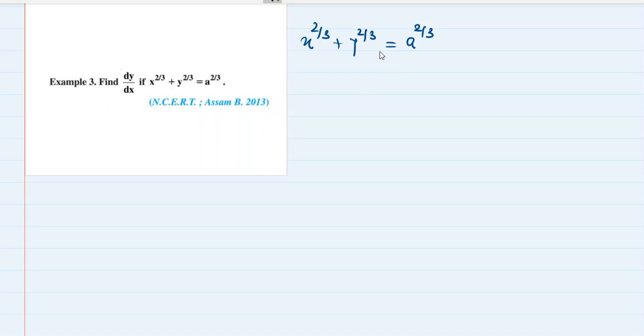We can simplify this given equation and convert it into a parametric equation. So if you convert this into parametric equation, you can substitute x as a cos cube theta, and you can substitute y as a sine cube theta.